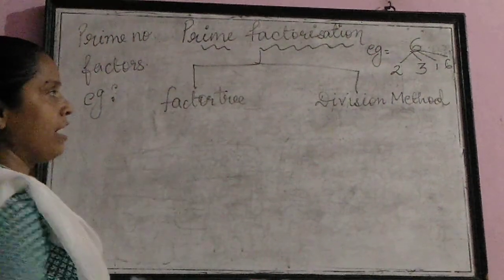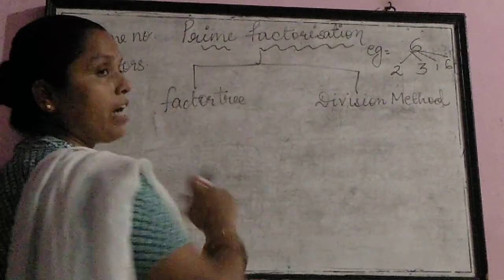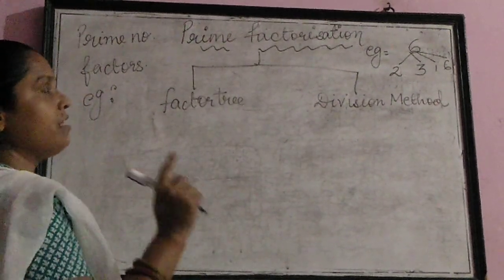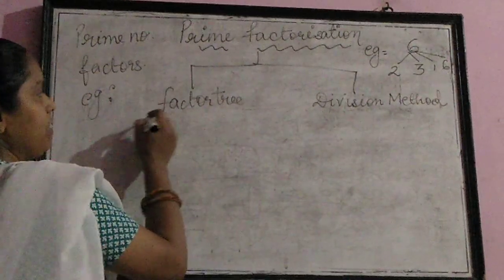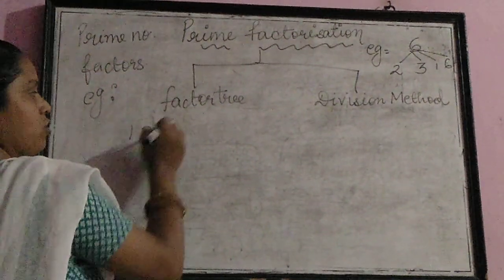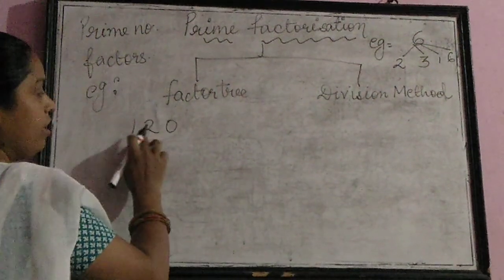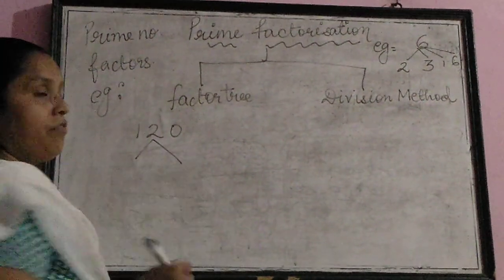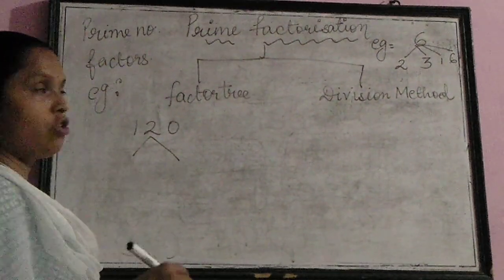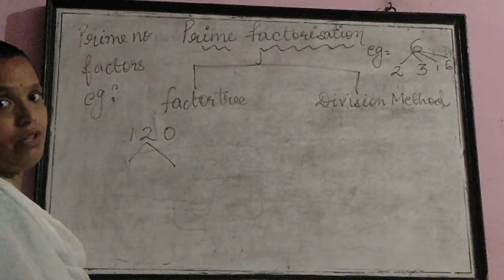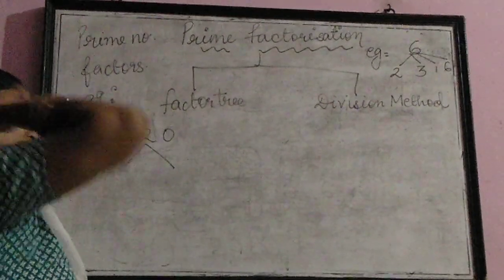Now let's understand the method for finding the product of prime numbers for any number. First, we will start with the factor tree method. For that, let's have an example of the number 120. Now for 120, we have done the divisibility rules, children, so we will be using the divisibility rules for writing the factors.